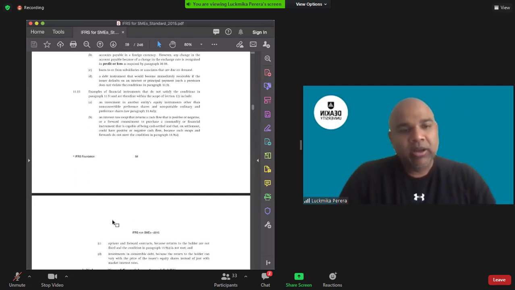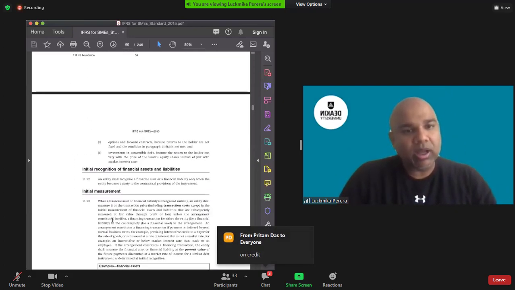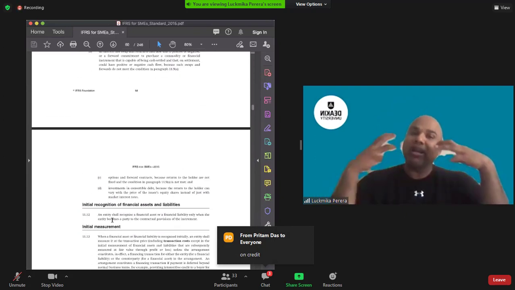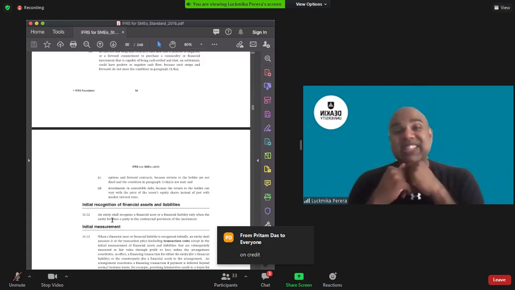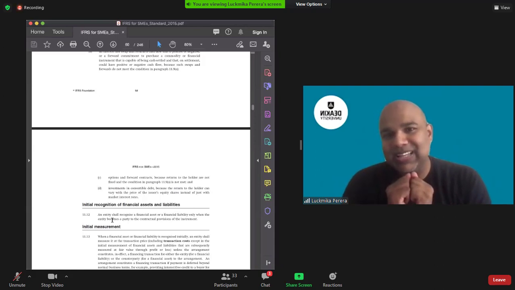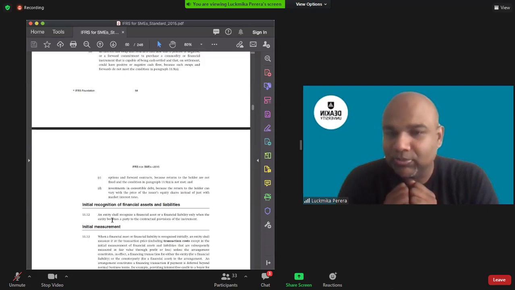Now let's look at the recognition criteria of financial assets and liabilities. When you're recognizing these instruments, the same definition and recognition criteria that we discussed applies. So that's why I say basics are important. Everything is built on basics. Now you remember the definition and the recognition criteria, I hope. Yes? Can you remember the definition criteria and the recognition criteria? Just a simple yes or no is enough.